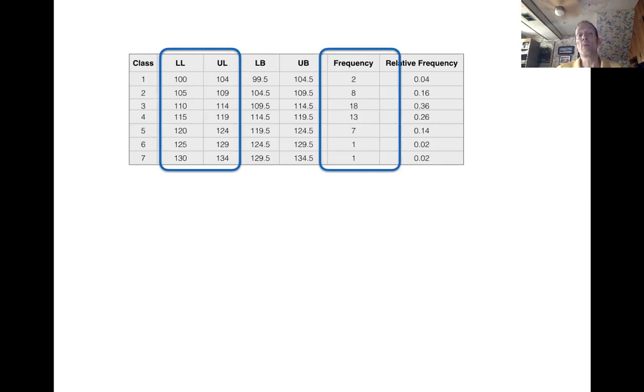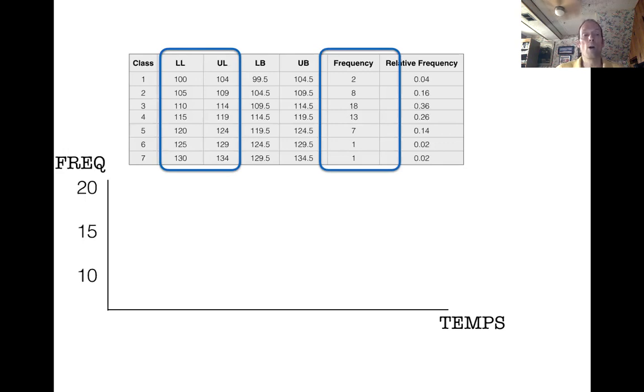So I'm going to get ready by creating a graph here. On my x-axis, I'm going to pencil in temperatures. My y-axis, I'm going to get ready for frequency. And my first class went between 100 and 104 degrees. I'm going to raise that up to the frequency height in just a moment. What I'm going to do next, though, is put in all the upper and lower limits for the next classes.